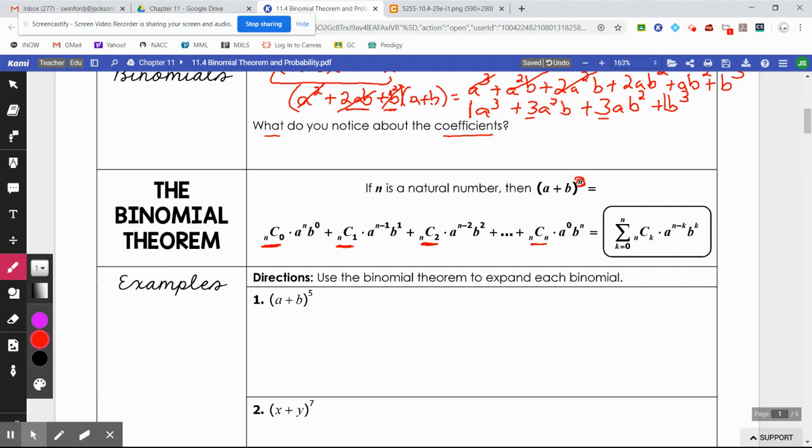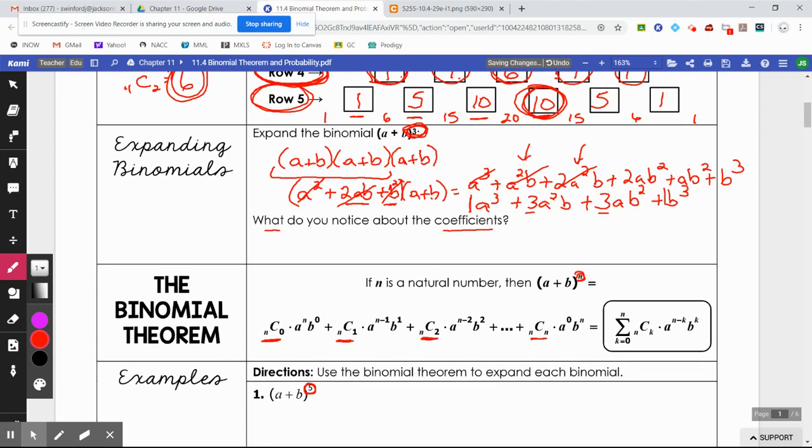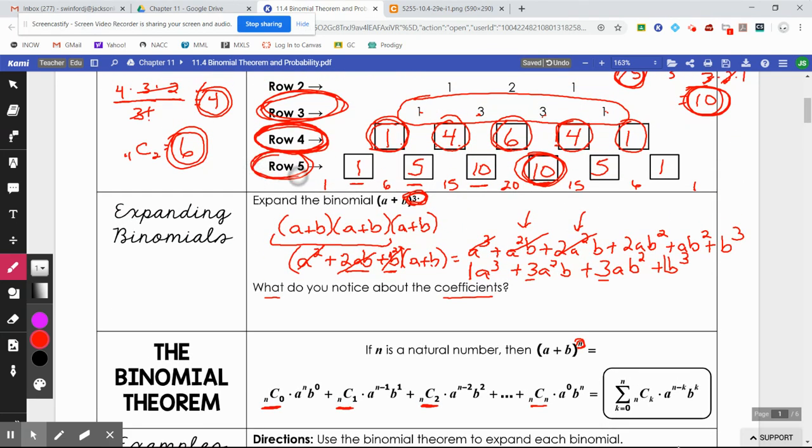But the biggest thing you need to know right now is, to raise it to the fifth power, all we've got to do is come up here and take our fifth row. These numbers right here will be the coefficients for our expansion. We don't have to go through all this trouble of foiling stuff out anymore.